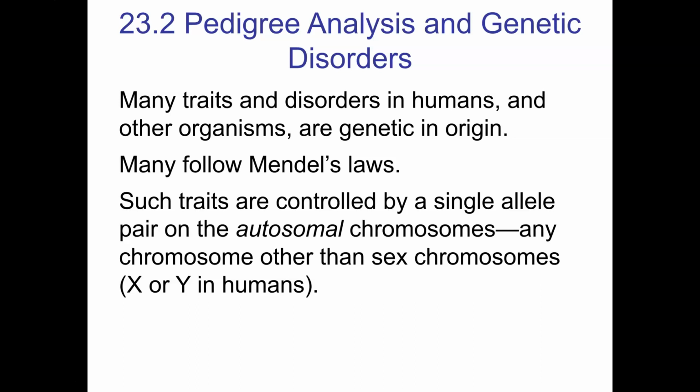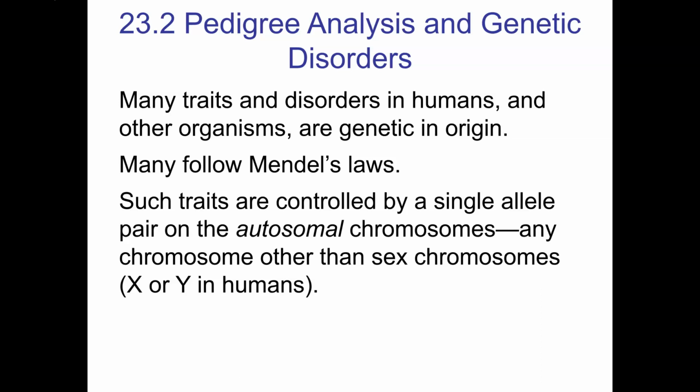Is it a dominant disorder? Is it a recessive disorder? So many different traits and disorders have genetic origins, and many of these follow Mendel's laws of dominance. And so these traits can be controlled by a single allele. And if they are, then they're easy to show on a pedigree.